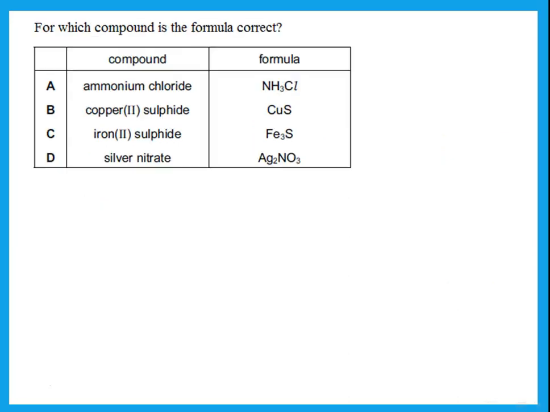Again, for which compound is the formula correct? Now he's saying ammonium chloride. We said, how do we write ammonium? Ammonium is not NH3. It's NH4Cl. Now, copper sulfide: we said sulfide, or anything with an -ide, is what you have in the periodic table. So sulfide is different from sulfate. Sulfate is SO4 and sulfide is the sulfur.